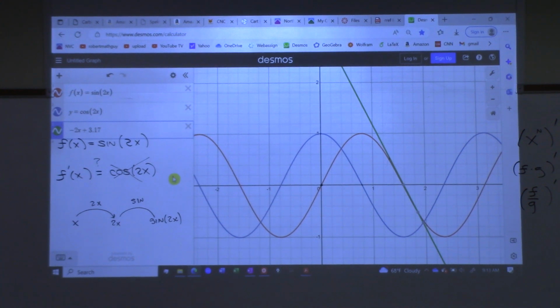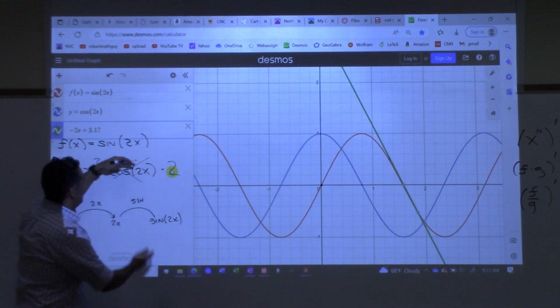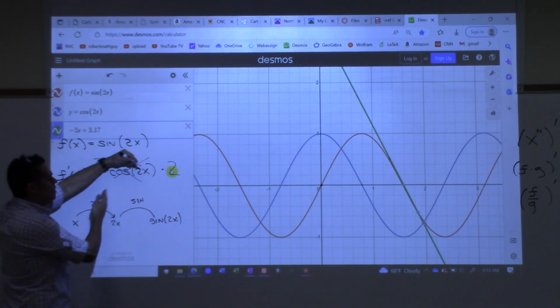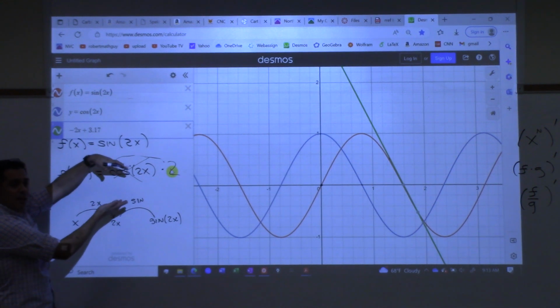So what do you think we're missing? A 2. We're missing a 2. See, because if I take this and I multiply it by 2, what does it do to the cosine function? Think of that 2 as being in the front here. That's like an amplitude, right? And that would stretch it out.